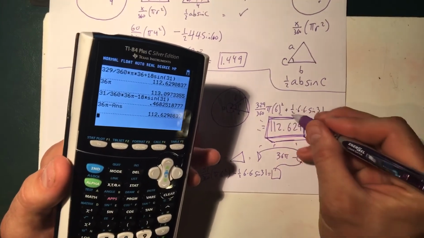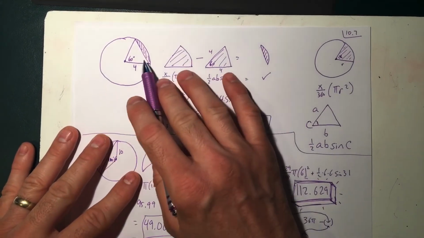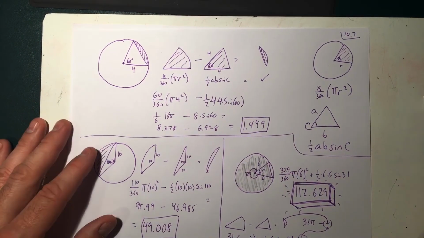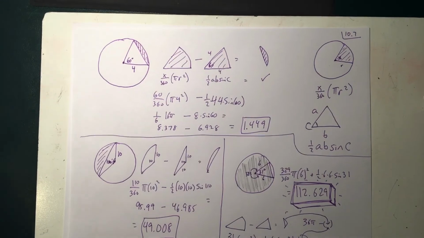And what a cute little problem. So nice idea. All you got to do is find the area of the little sliver using the techniques that we talked about today. Okay, so go to the 10.7 second day worksheet.